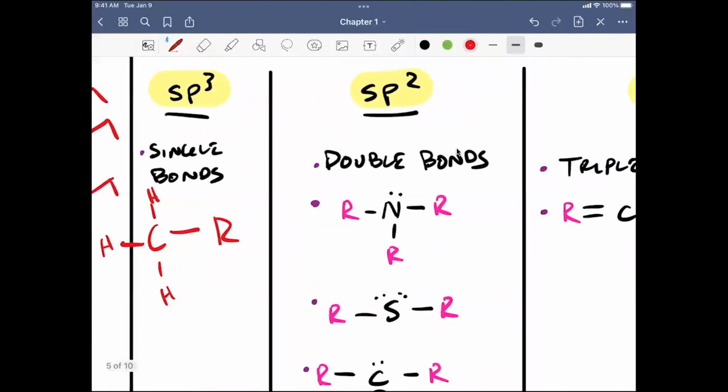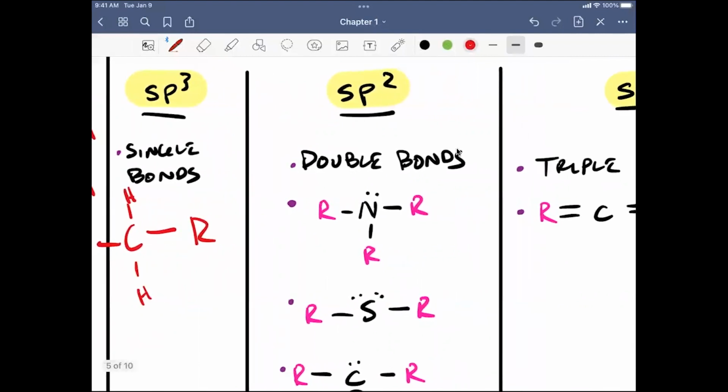Okay. For sp2 carbons, you can think of that 2 being a double. So sp2 is for double bonds. So if a carbon is attached to another carbon, or if a carbon is attached to an oxygen with a double bond, that is an sp2 carbon for both of these carbons. And this oxygen is also sp2 because it has a double bond connected to an sp2 carbon.